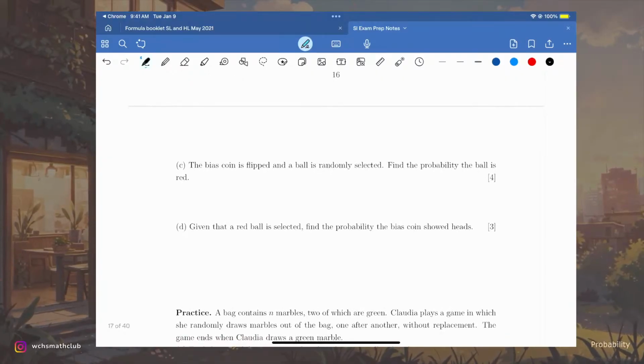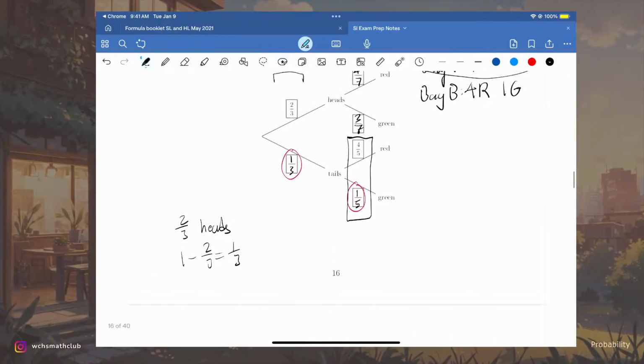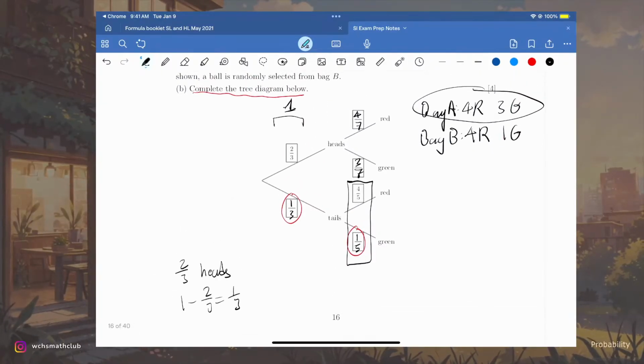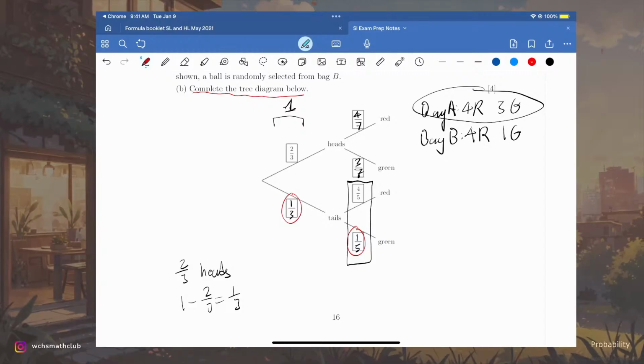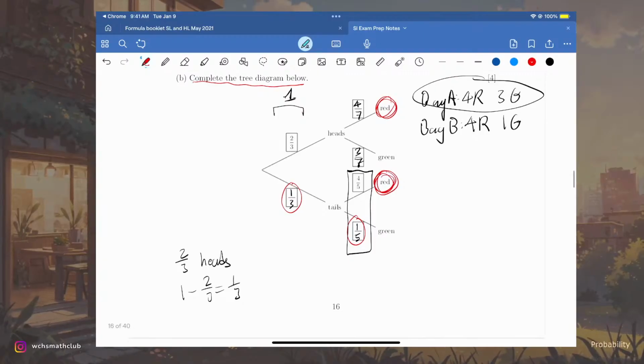Now we're going to run over problem C. So the biased coin is flipped and a ball is randomly selected. Find the probability that the ball is red. So what we're going to do is note how many of these end outcomes turn up to be red. So in the end, we have these two outcomes. This one, and this one are both red.